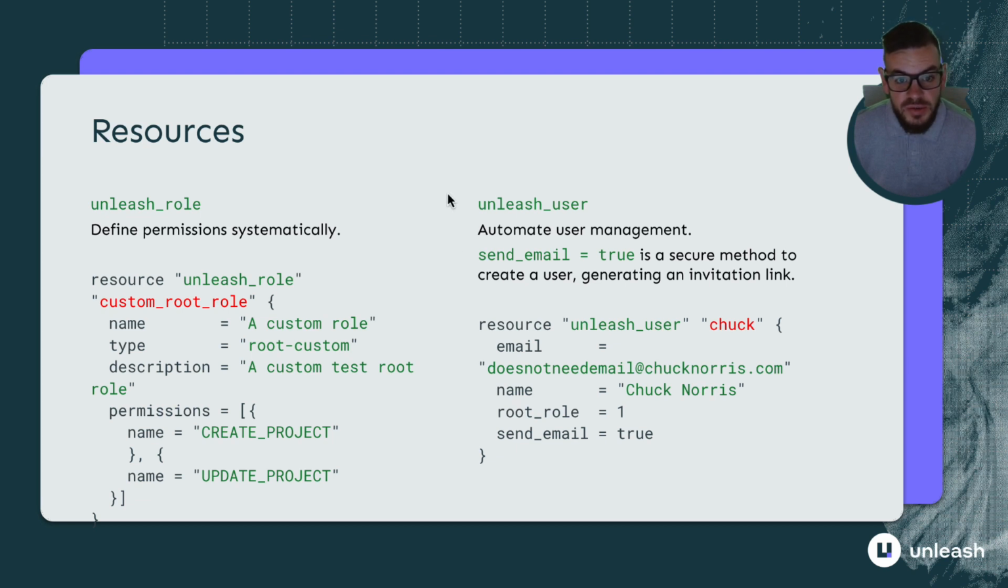Looking at roles and users. You can define permissions systematically with the use of unleash_role. This helps you ensure users and teams get precise access efficiently and error-free. On the user side, handle onboarding to role modifications through Terraform. A secure method to add users using Terraform is to use the send_email_is_true flag. This will generate an invitation link, and another option as well is to define the password directly in Terraform.